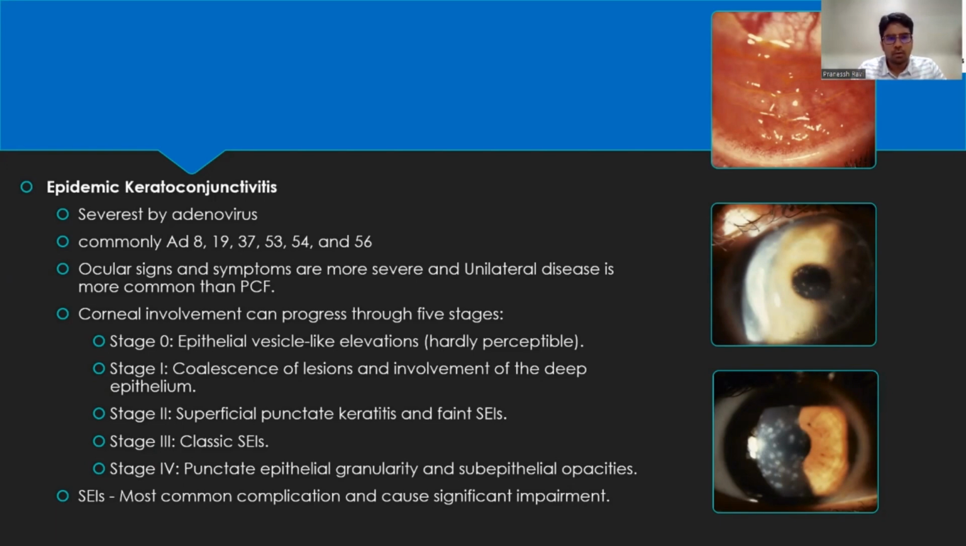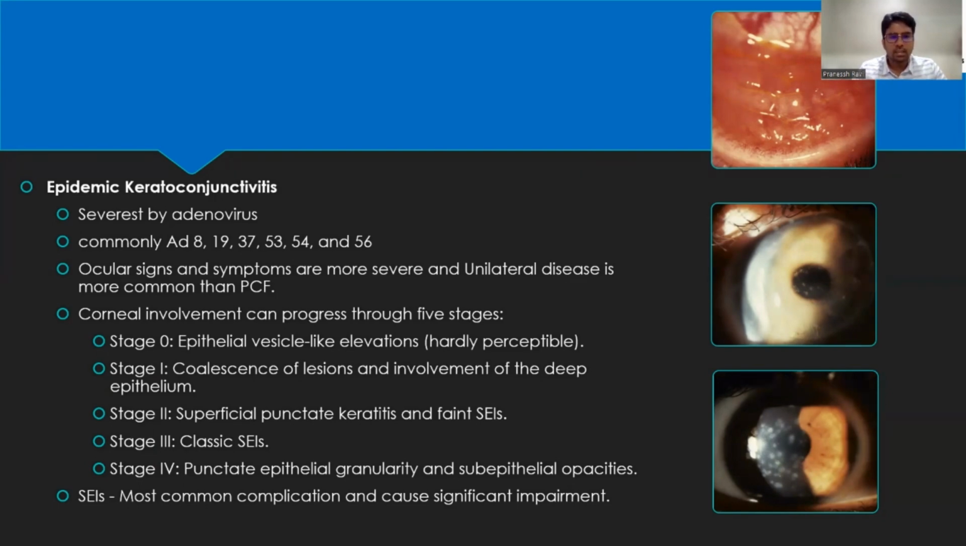Discussing the corneal involvement, there are 5 stages. Stage 0, you initially see an epithelial vesicle-like lesion which is hardly perceivable. Stage 1, these lesions coalesce and involve the deep epithelium. Stage 2, you have superficial punctate keratitis and faint subepithelial infiltration.